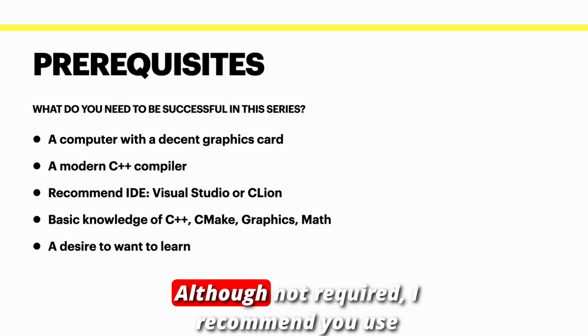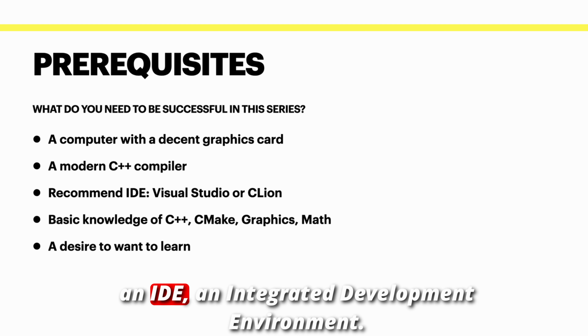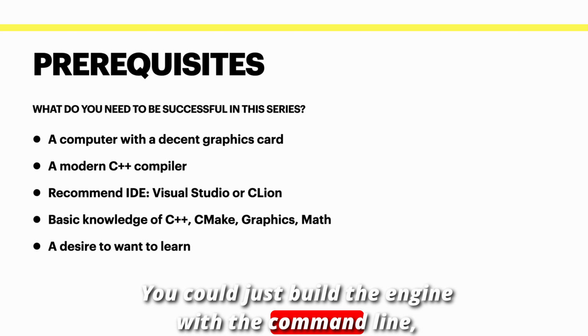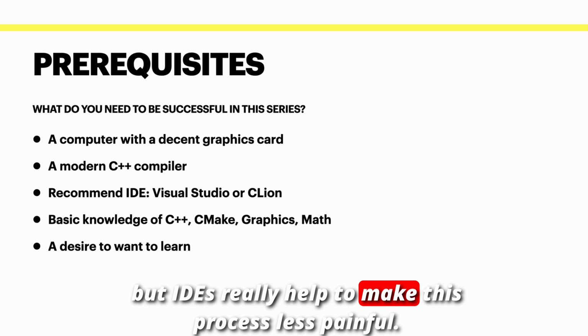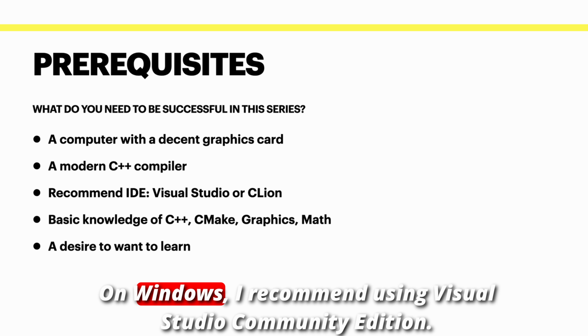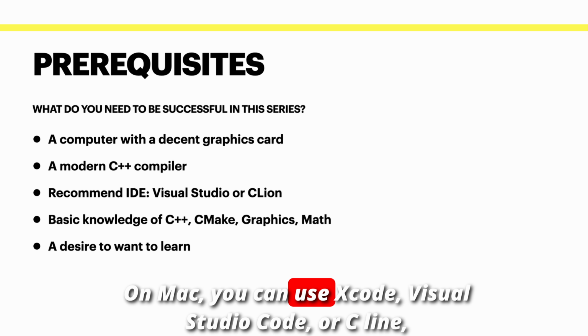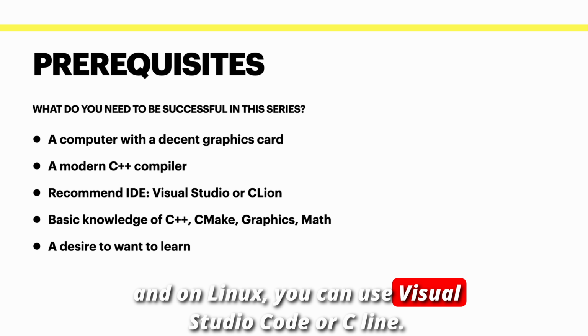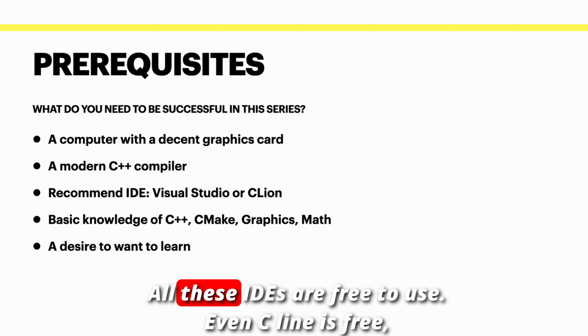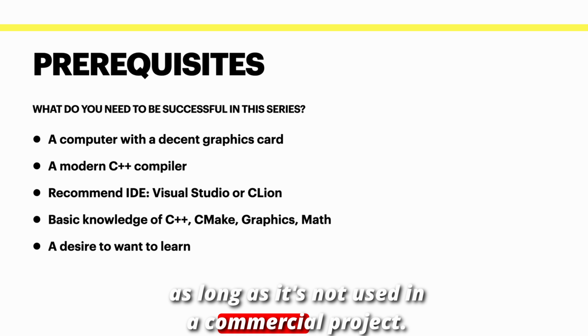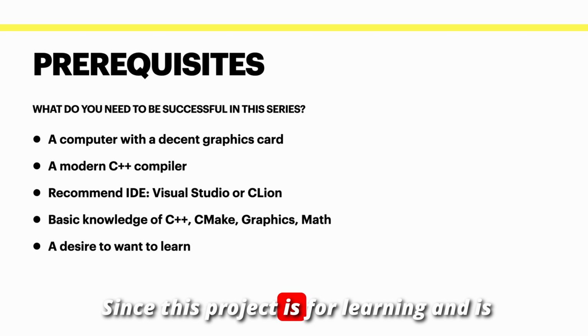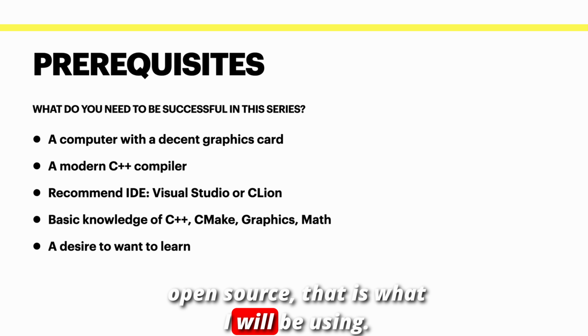Although not required, I recommend you use an IDE, an integrated development environment. You could just build the engine with the command line, but IDEs really help to make this process less painful. On Windows, I recommend using Visual Studio Community Edition. On Mac, you can use Xcode, Visual Studio Code, or CLion, and on Linux, you can use Visual Studio Code or CLion. All these IDEs are free to use. Even CLion is free as long as it's not used in a commercial project. Since this project is for learning and is open source, that is what I will be using.